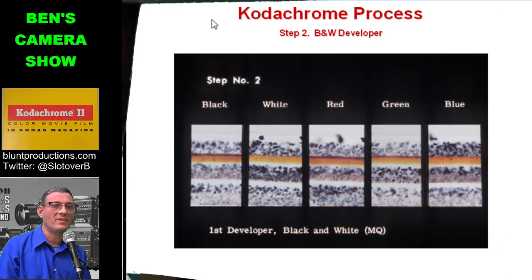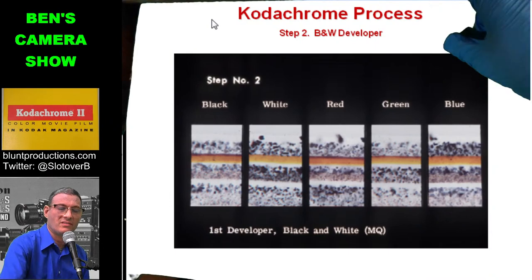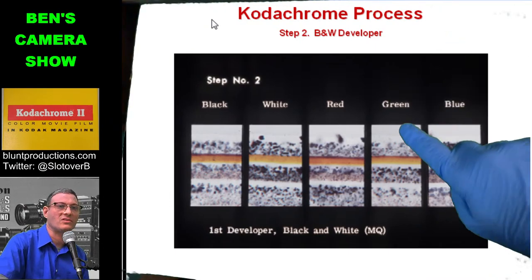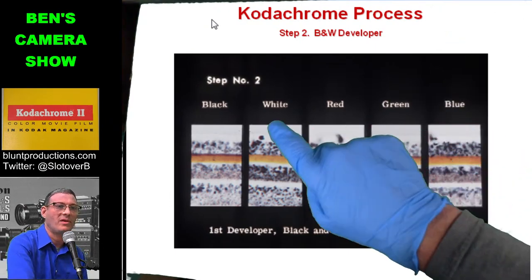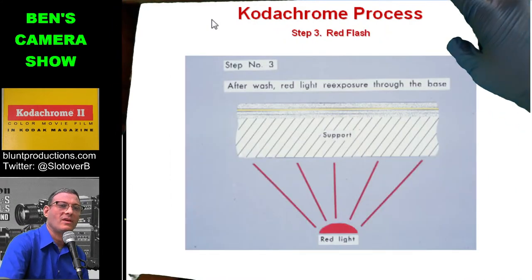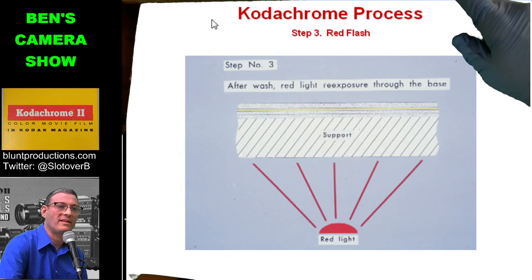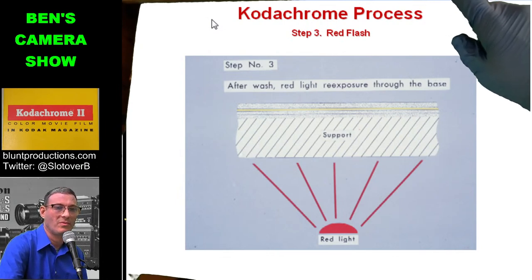And it's step number two here. They do a black and white developing. This is a cross section of actual film emulsions. And then other things happen, like they had to expose red light to it, not through the top, but through the base.